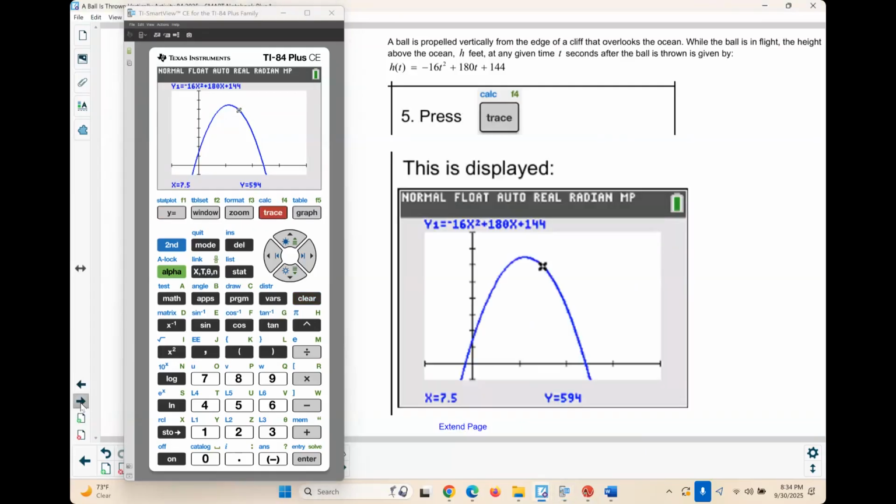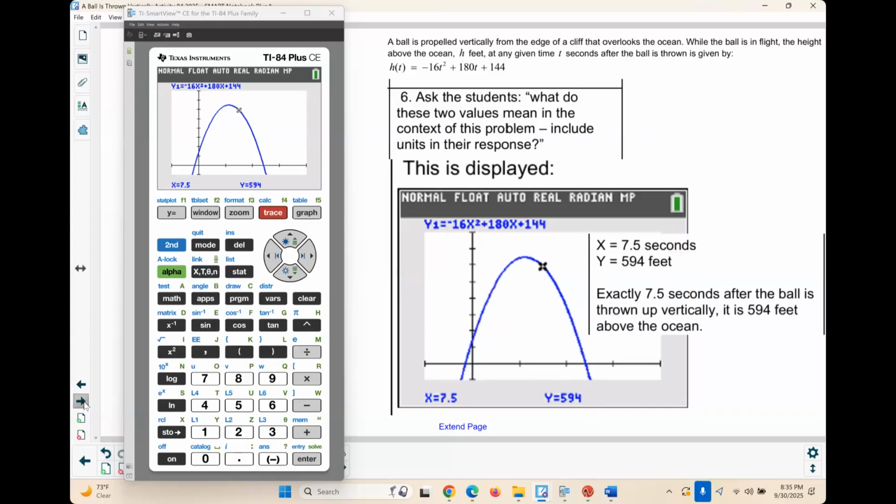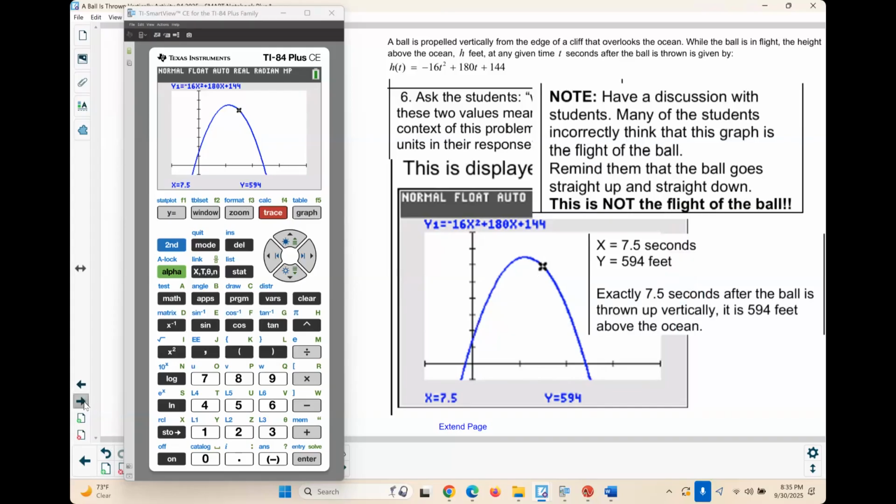What I want to ask my students is, what do those two numbers mean? I think it's very important they have an idea about what that is. I hope they don't say, well, X is 7.5594. I would love it if they would just say, at 7.5 seconds, the ball is 594 feet above the ocean. I would love to hear that.